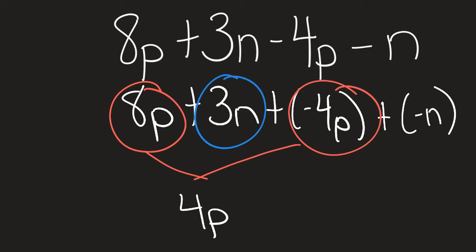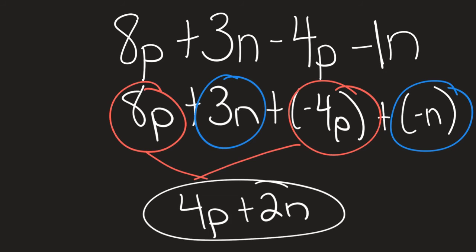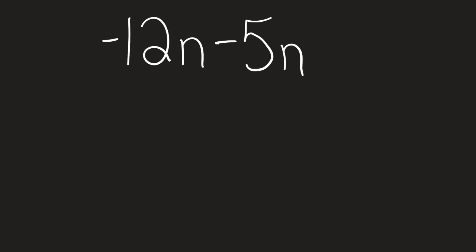And then we have 3n plus a negative n or minus an n. So if you have 3 n's, remember there is the invisible 1 here. That would mean that I have 2n left over. And that would be our final answer for that problem.